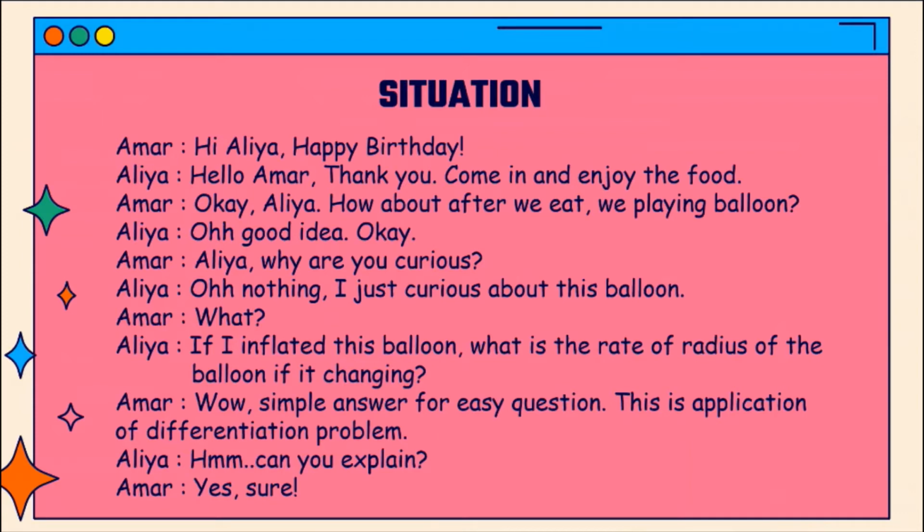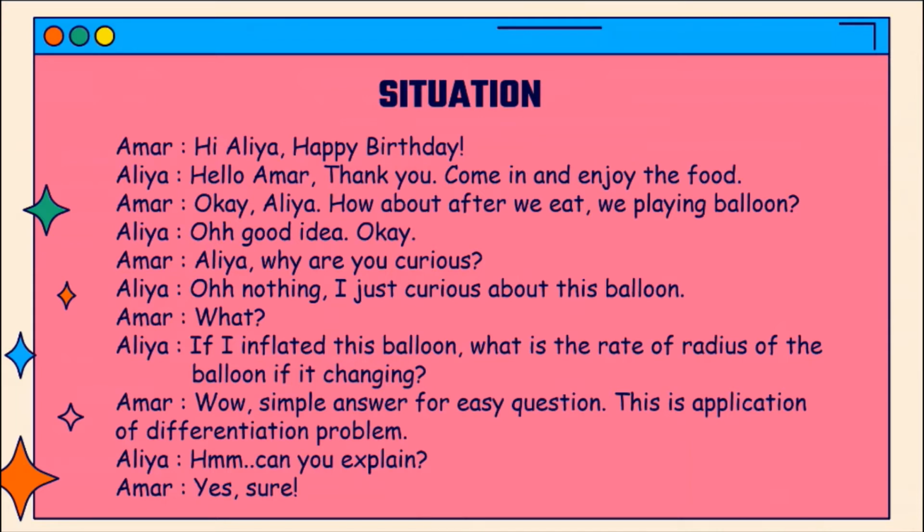Hi ALIYA, happy birthday. Hello AMAR, thank you. Come in and enjoy the food. Okay ALIYA, how about after we eat, we play balloons? Good idea, okay. ALIYA, why are you curious? Nothing. I'm just curious about this balloon.